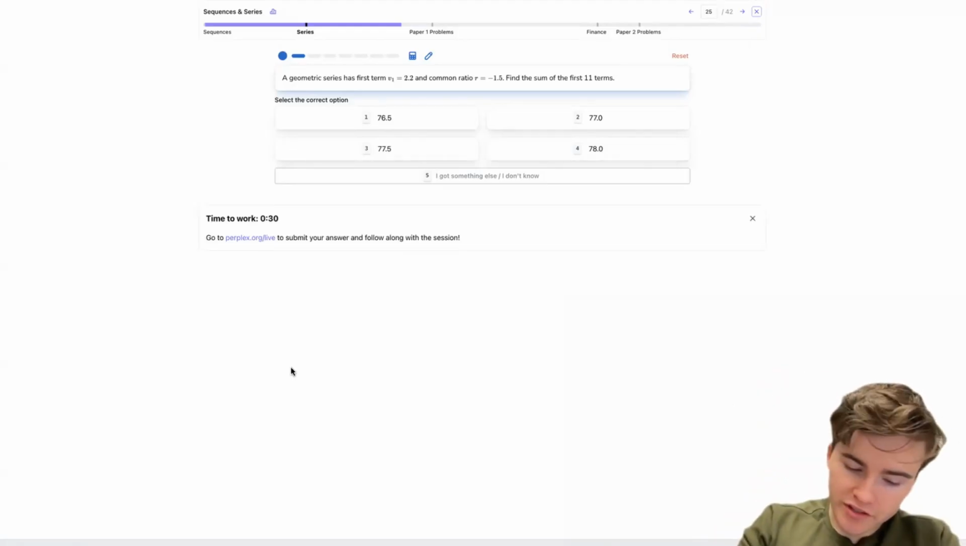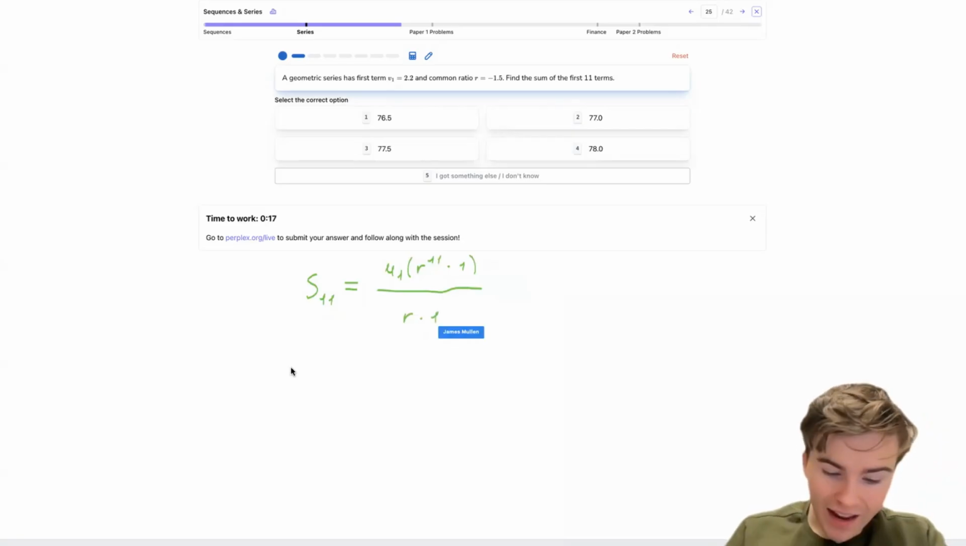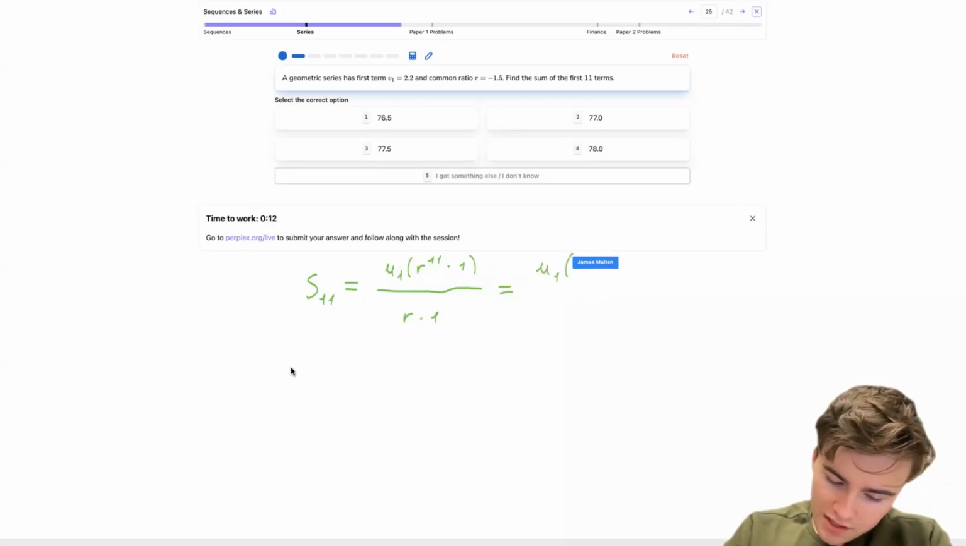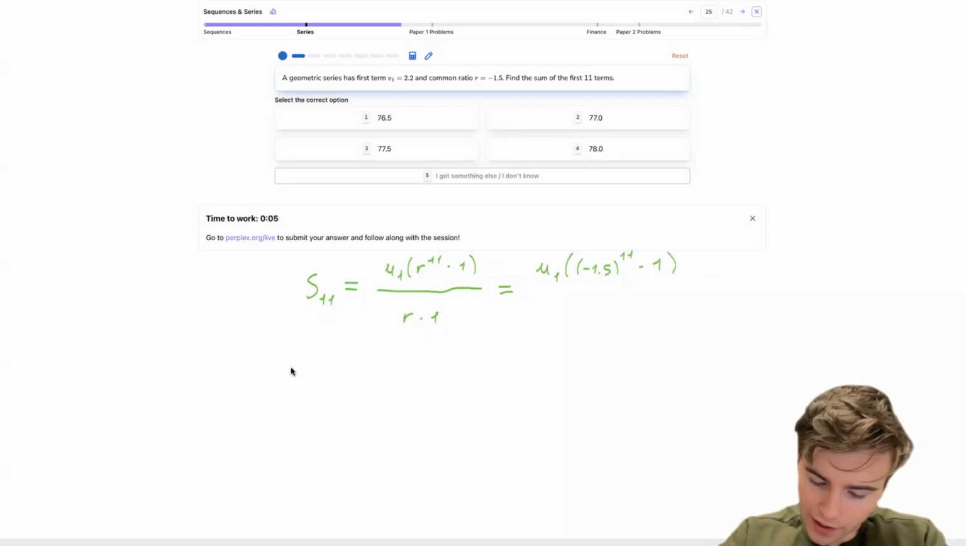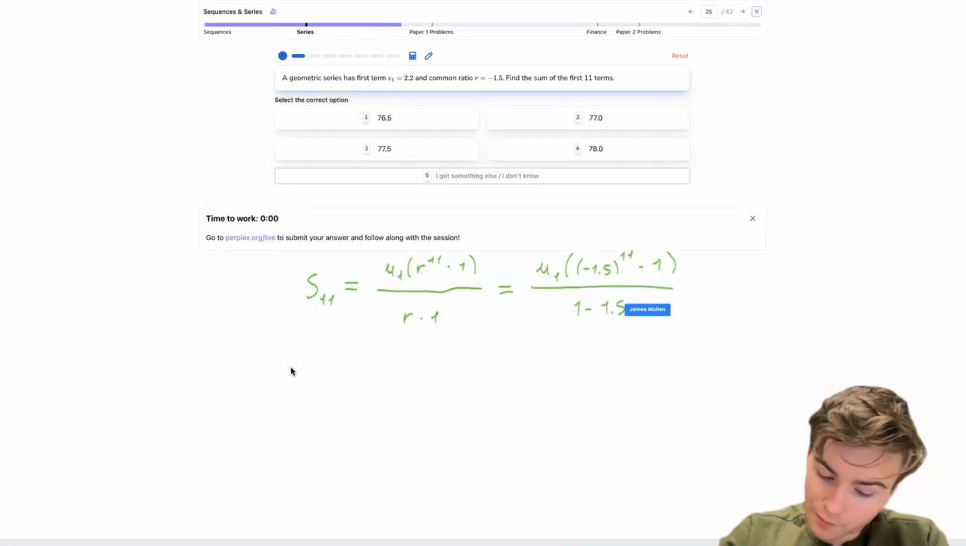So I'm looking for the sum of the first 11 terms, which is S11. And I use the formula, which tells me that I do the first term times r to the power of 11 minus 1 over r minus 1. And I have a common ratio of negative 1.5. So this is going to be u1 times negative 1.5 to the power of 11 minus 1, and that is divided by 1 minus 1.5. Minus 1.5. That's an important difference.